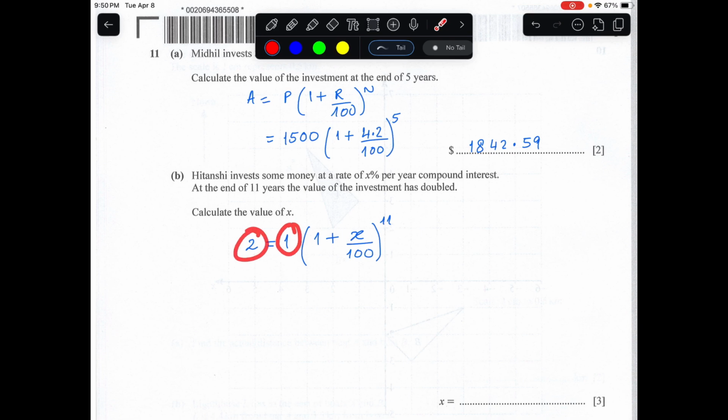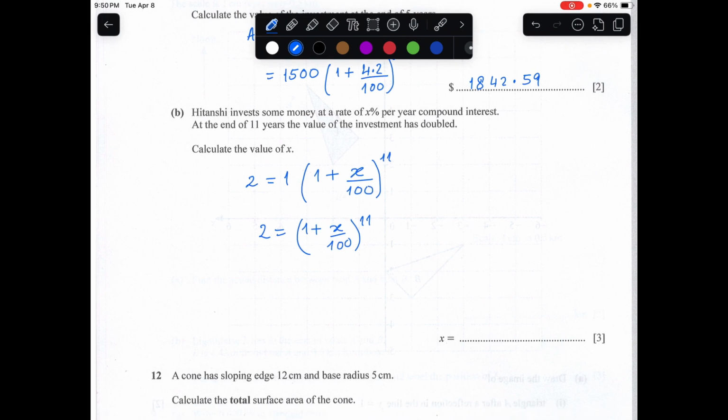So why did I choose 1 and 2? I chose 1 because it's easy, so it gets doubled, so it becomes 2. So let's calculate this. So this is going to be 2 equal to (1 plus X over 100) to the power of 11. So I've got to take the 11th root of this. 11th root of 2 is equal to 1 plus X over 100. Move it to the other side. So 11th root of 2 minus 1 is X over 100.